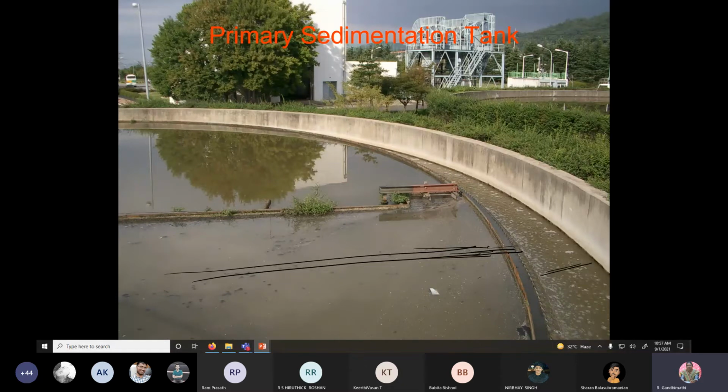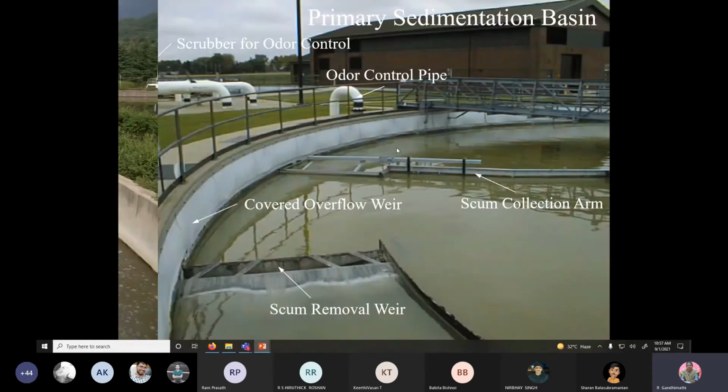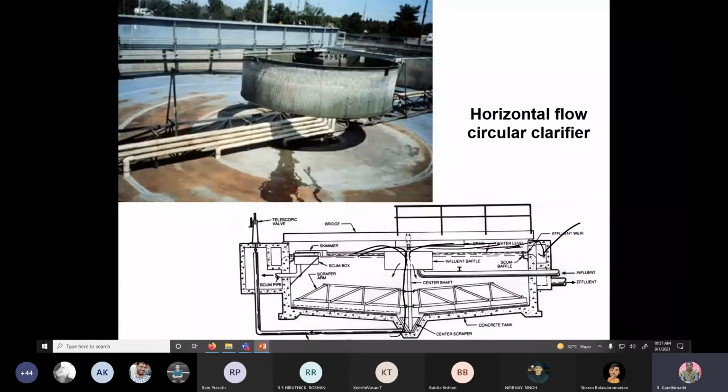Just imagine that you have one more portion. The water is entering from the middle and flowing horizontally. After sufficient retention time, the water may overflow over the weirs and be collected at the outer chamber. The outer chamber will not be penetrated to the entire depth of the sedimentation basin. It is like a small arrangement. Now you can see this diagram, and now you can understand. This is the inner portion.